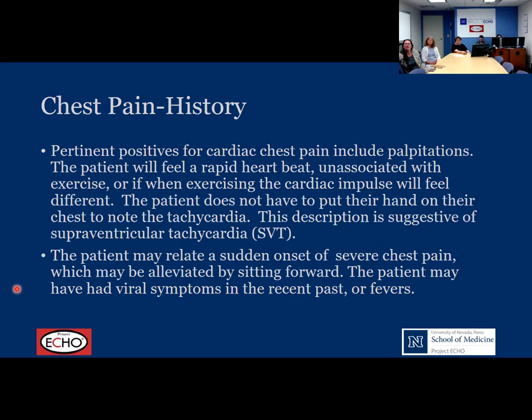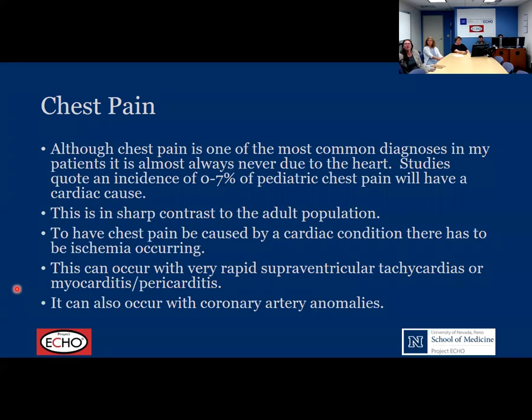If the patient has a sudden onset of severe chest pain, crushing, they look pale, they look sick, those patients may have something like myocarditis or pericarditis. It would be highly unusual for them to have any kind of coronary blockage. But most of the time, the chest pain's not due to the heart. Various papers will give you different amounts. I use the number 0 to 7%. I think the number put in the article that was made available to you may be slightly different.